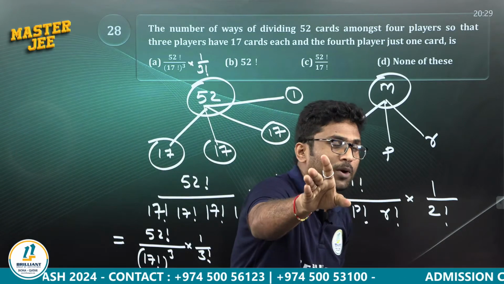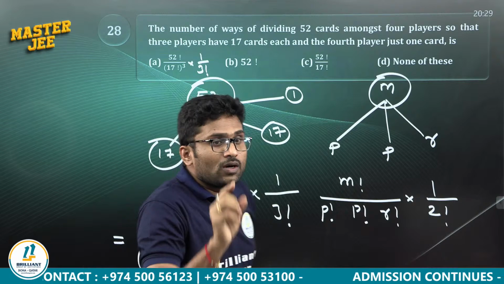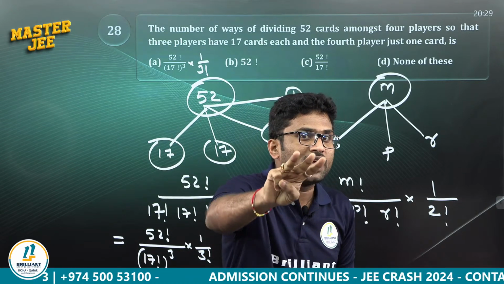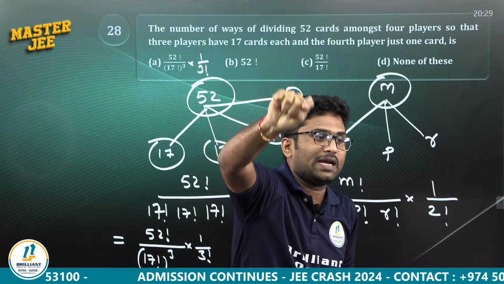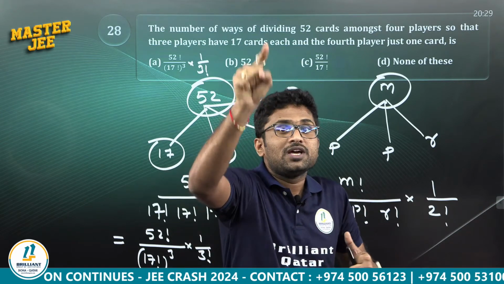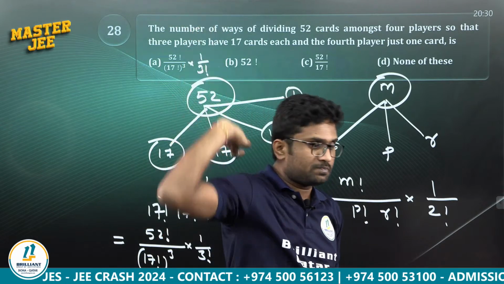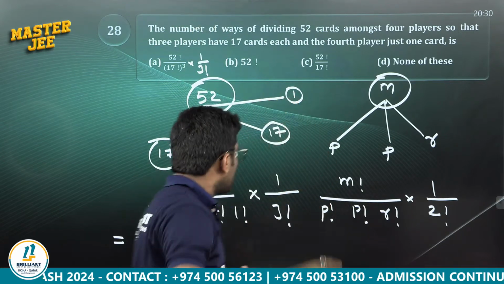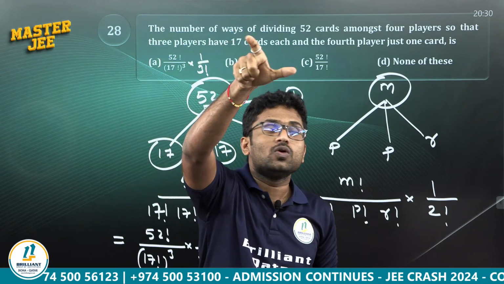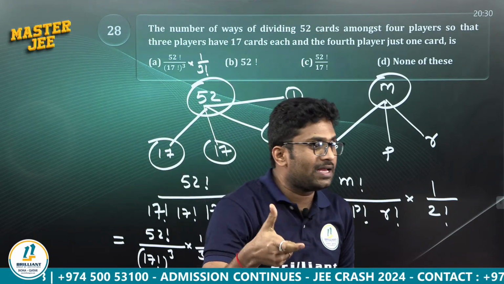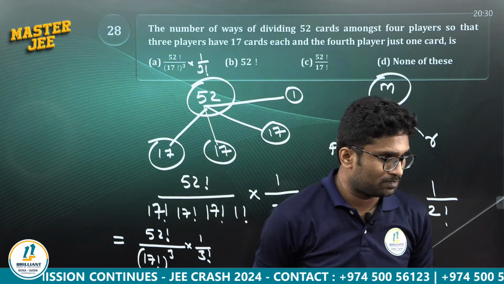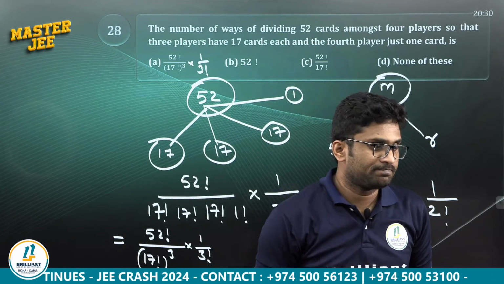My friends, very important: it's not with respect to the answer, go with respect to the concept. Now we have 3 persons getting an equal number of objects. This is the equal distribution case. When we have equal distribution, you do into 1 by 3 factorial. Suppose, imagine all are getting 13 each. So we do 52 factorial divided by 13 factorial power 4 into 1 by 4 factorial. Are you able to follow?